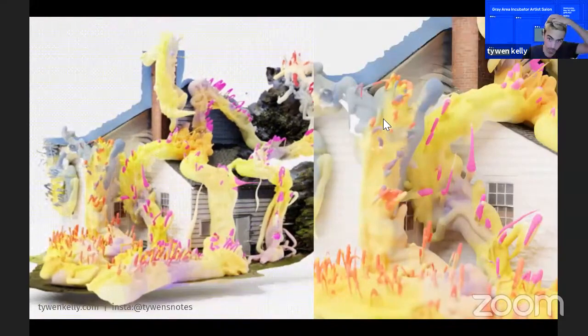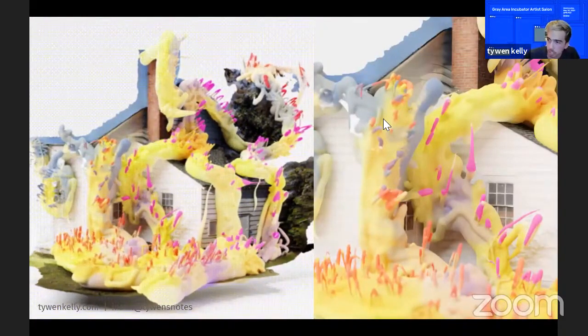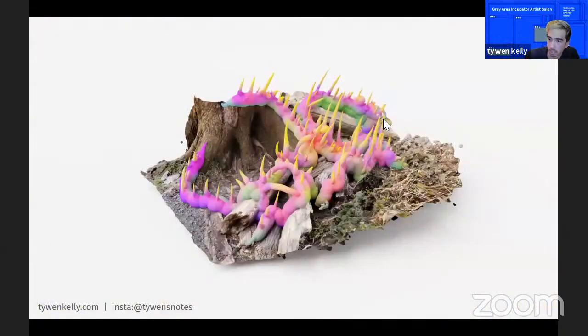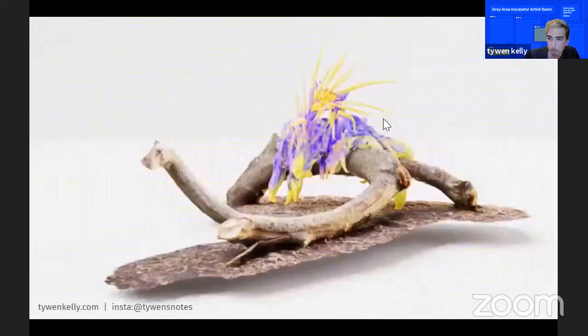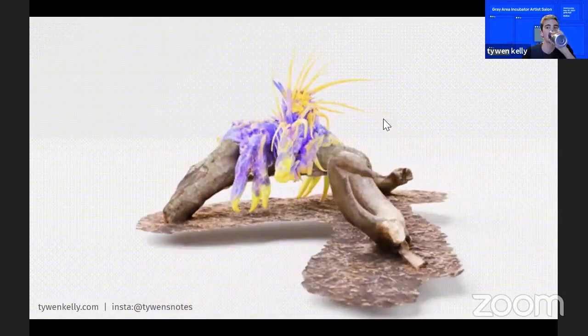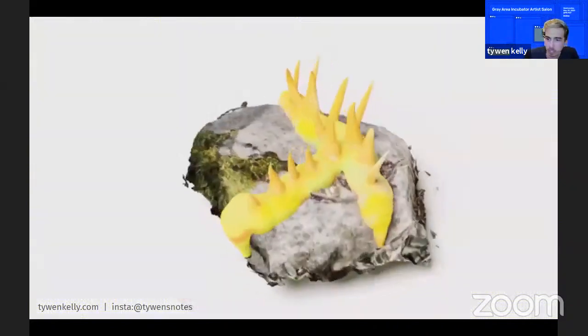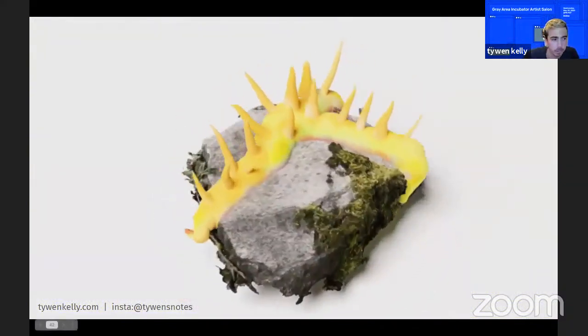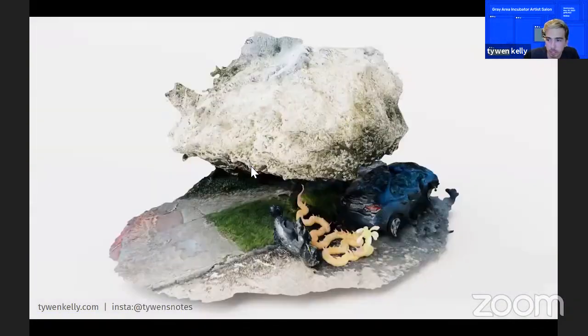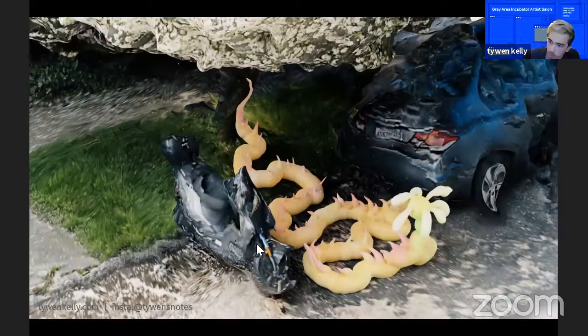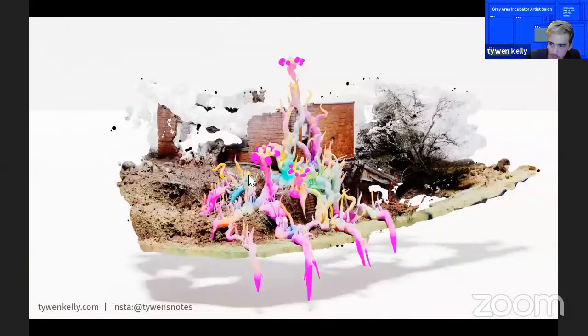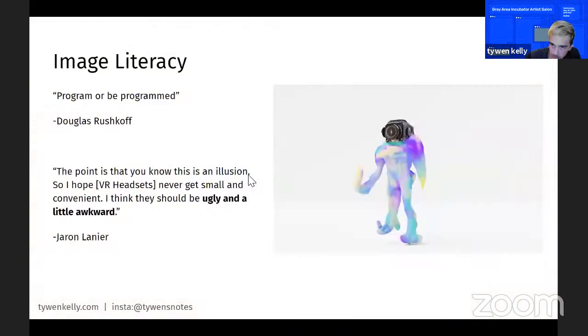And so I'll just run through a couple examples of these. I like to do buildings. I like to do natural scenes. Yeah, and this one, I really like the way that the motorcycle turned out and how this thing sort of rests underneath. Yeah, this is a pretty recent one too. So I'm continuing to iterate on this.